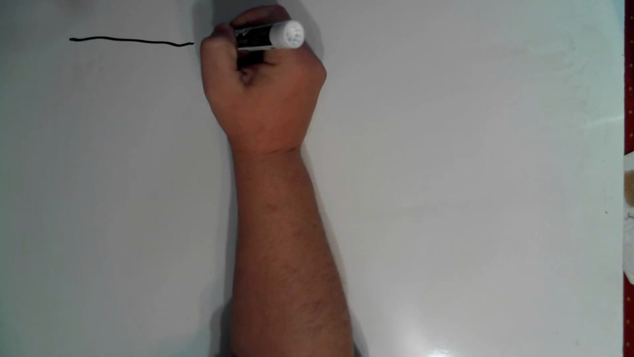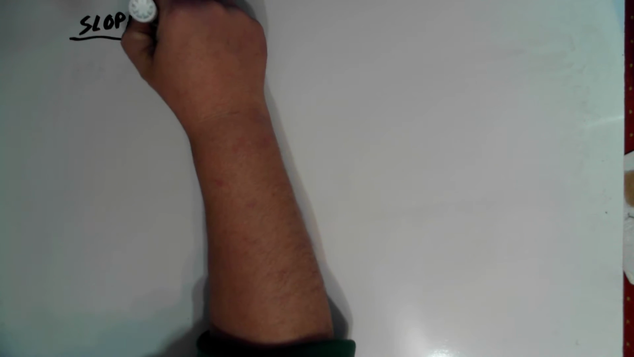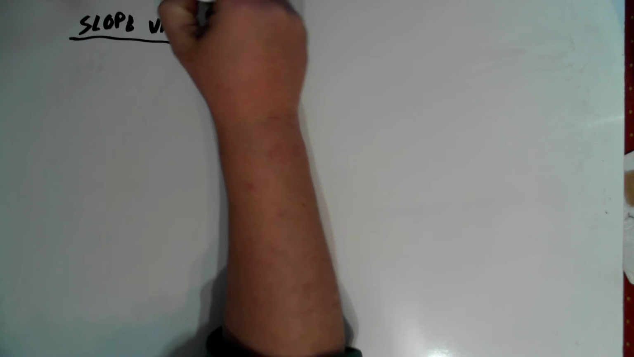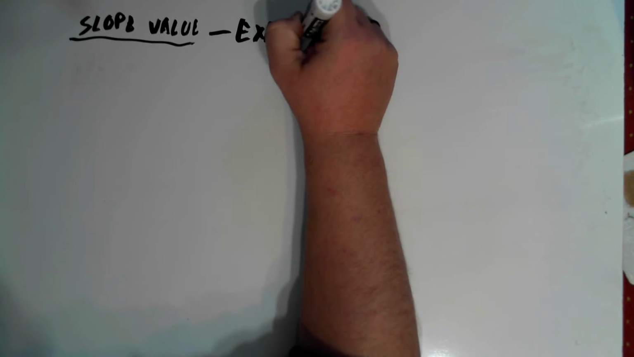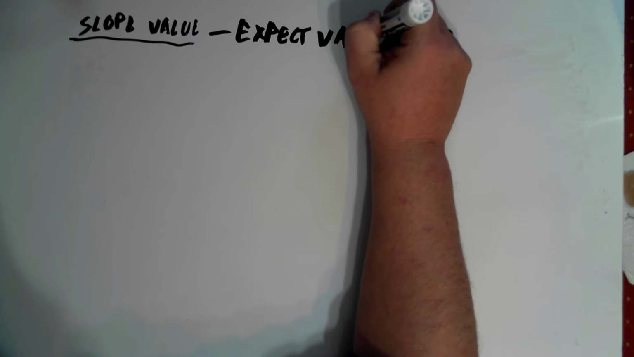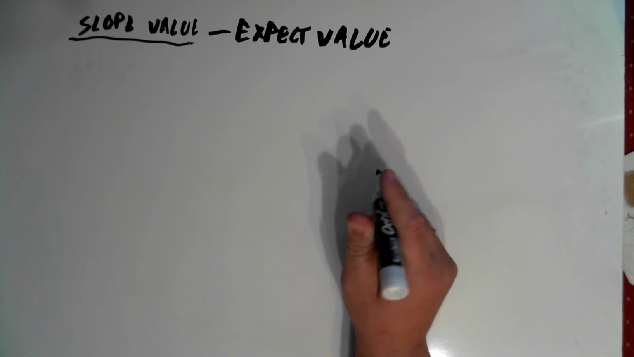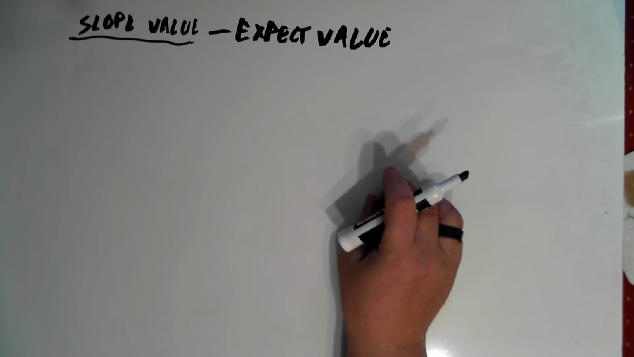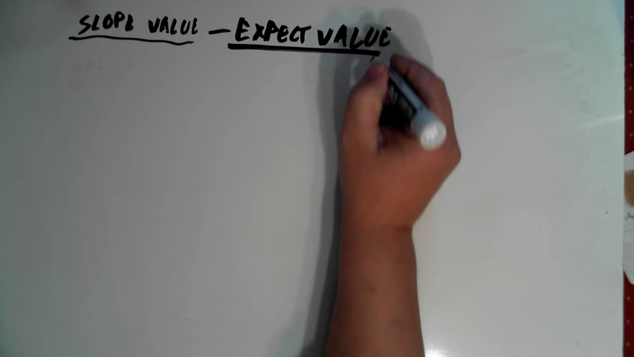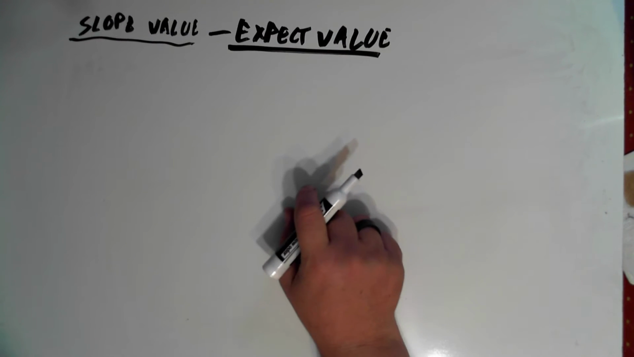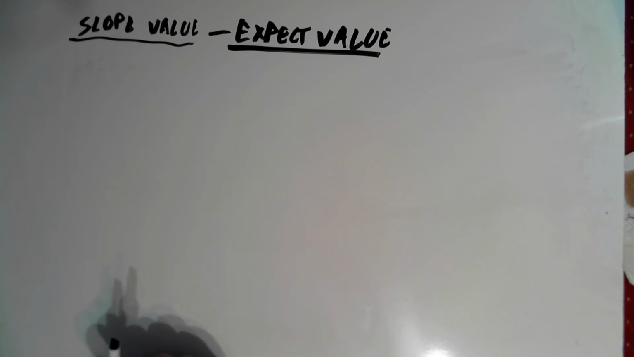So let's talk about everything you're going to want to do. You're going to list your value of your slope. Slope value. You're going to list the expected value if you have it. In many of your experiments, you're not going to have an expected value. That is okay. But if you are looking for the acceleration due to gravity, list your expected value.